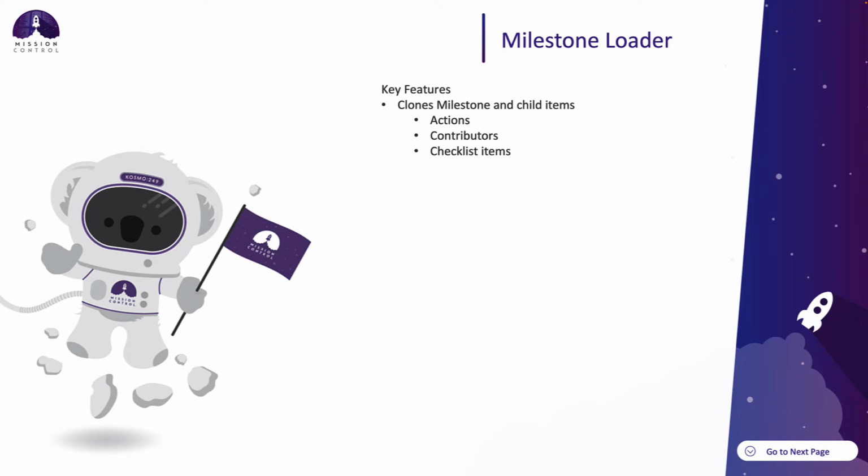For example, I may have created a project record, but not yet created any milestones or actions for it. But I do know a few other projects that I can copy over the milestones from, so I can go into the Milestone Loader for this project and load in the relevant milestones from each project and the actions, the contributors, and the checklist items. Let's see where we can access the Milestone Loader and how we can use it.